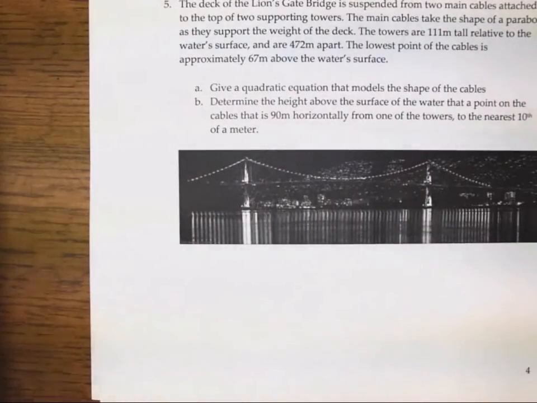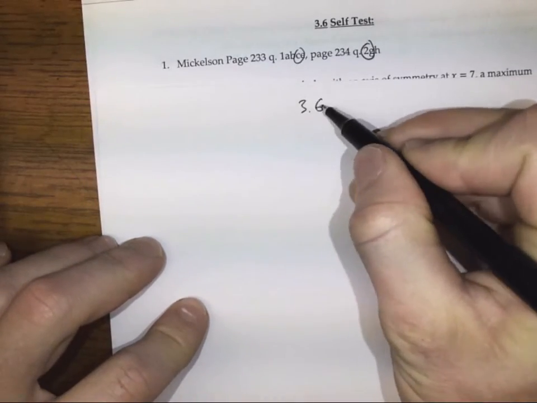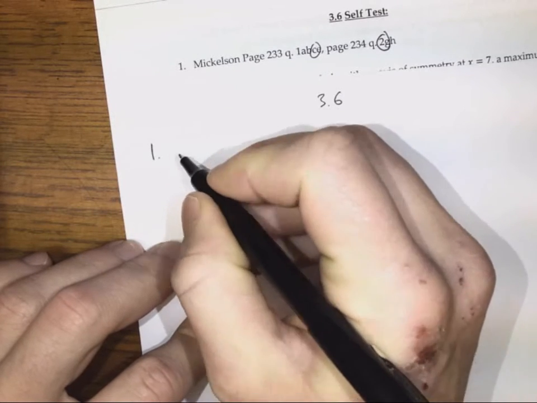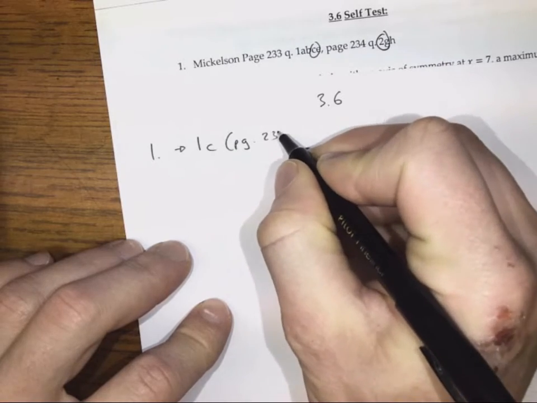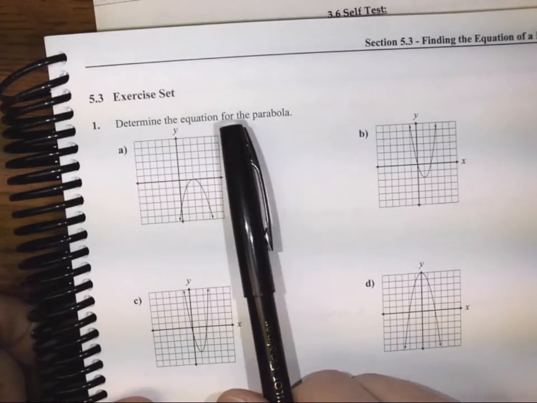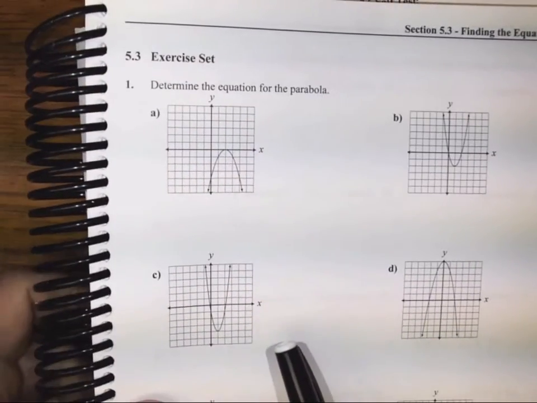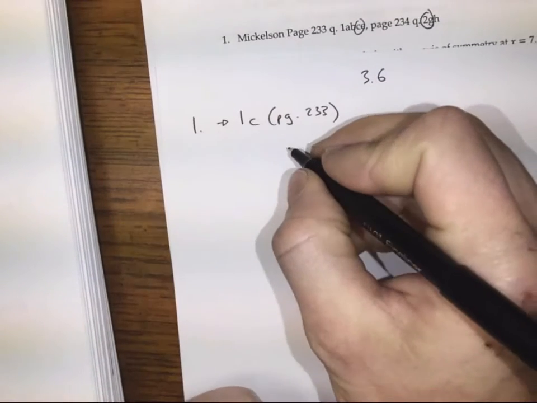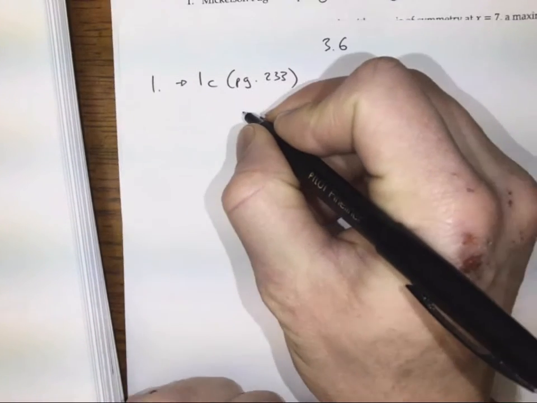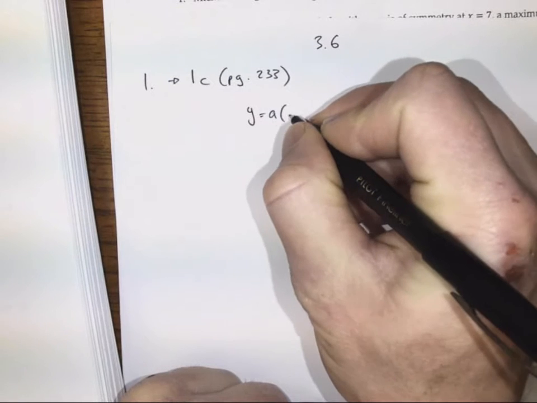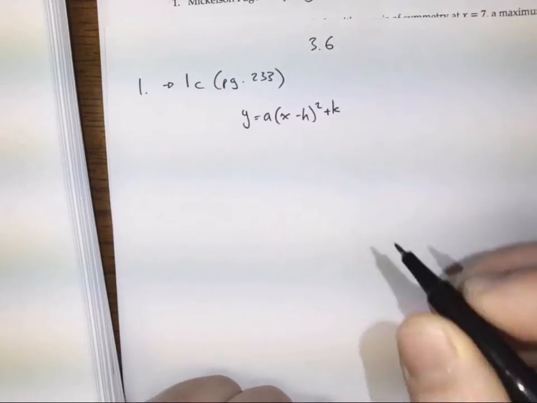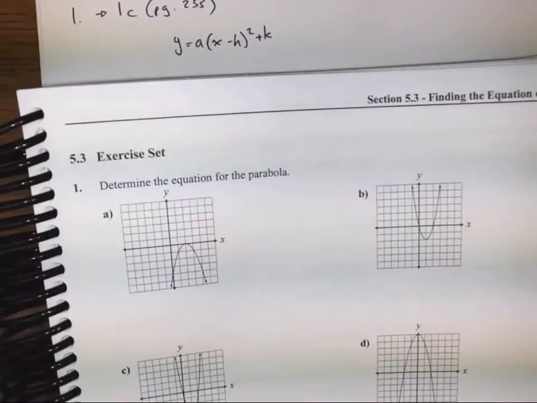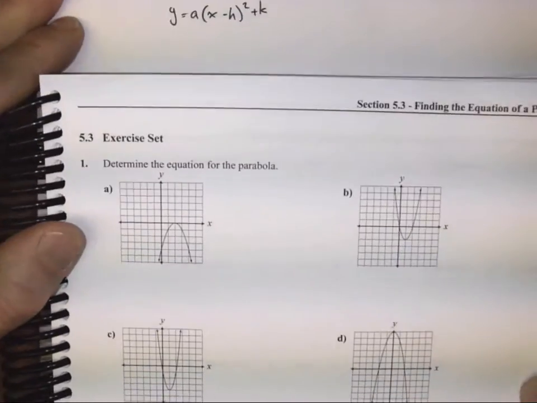Okay. So we'll do question 1C from page 233. All right. So the question asks us to determine the equation for the parabola in question 1C. Anytime someone asks you to find the equation of a parabola, we first start by writing our general vertex form of a parabola down. We do that first before we do anything else.